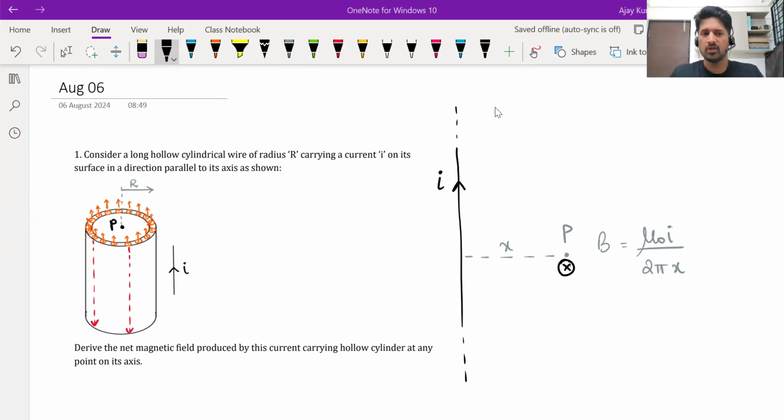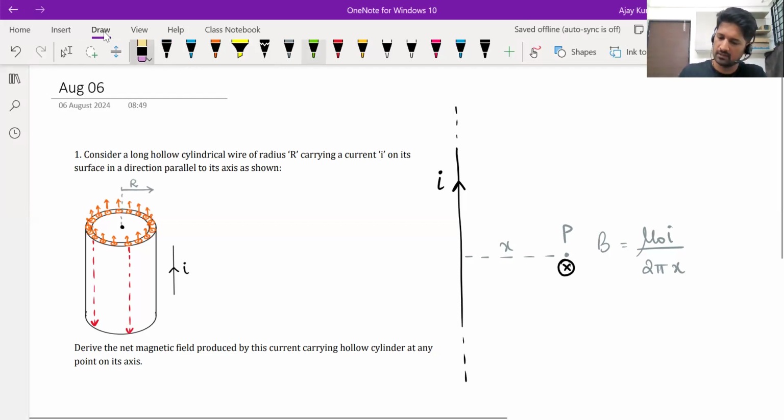Do you think any point on the axis will be equidistant from those currents or not? Shashank, what do you say? Yes. Any point on the axis of the cylinder will be equidistant to all these currents that are flowing on the surface of the cylinder. Okay. They all together are equal to I. Individual currents are not I, but the total current is I.